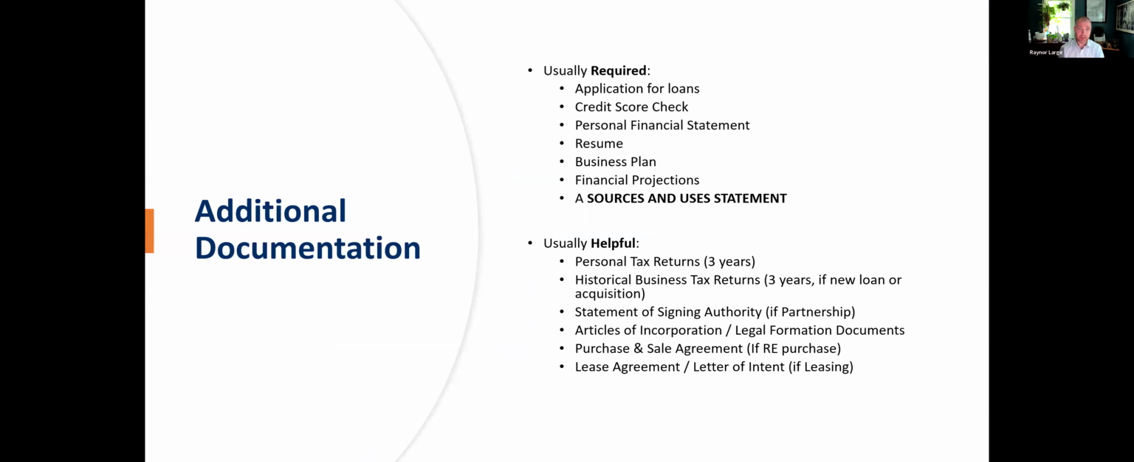Just to kind of wrap the conversation around banking up, if you do go to a bank, they're usually going to ask for a credit check, a personal financial statement, resume, business plan, projections, and a sources and uses, right? That sources and uses says, here's exactly what I need to make this work. And here's essentially a list of collateral available to you.